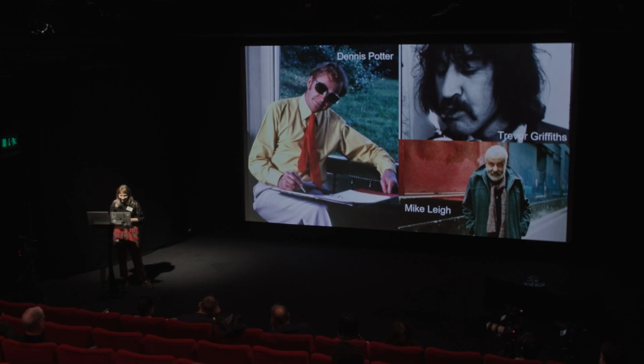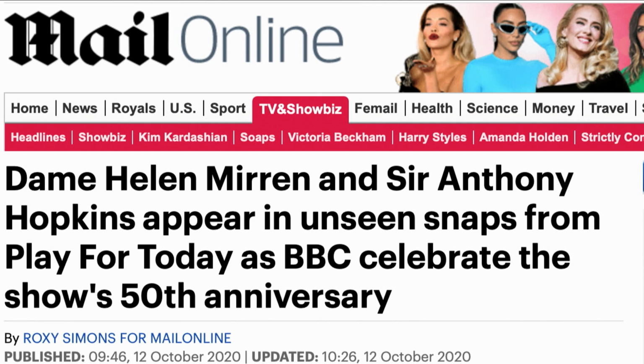Unfortunately, there is a certain theme to the names associated with Play for Today, as well as the most famous names attached to the strand. The former is characterised by whiteness and maleness. The latter allows for news titles like "Dame Helen Mirren and Sir Anthony Hopkins appear in unseen snaps from Play for Today as BBC celebrate the show's 50th anniversary", to totally shift the focus away from the strand's socio-political nature.